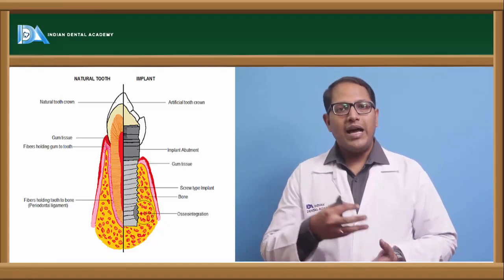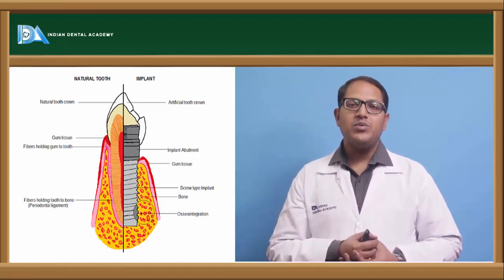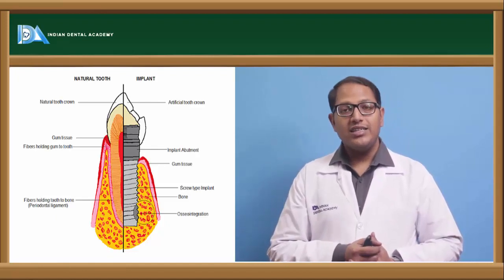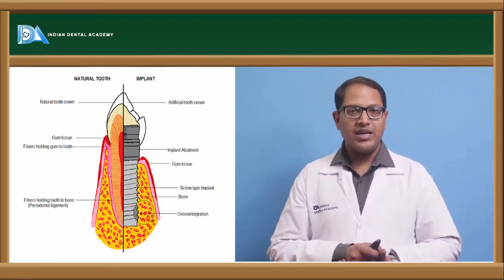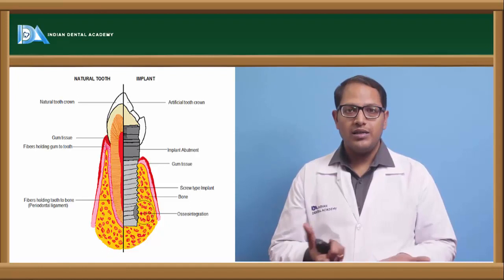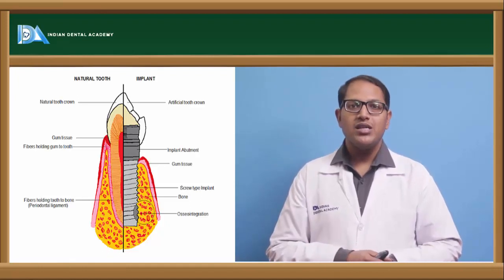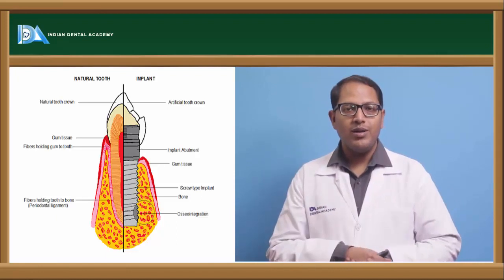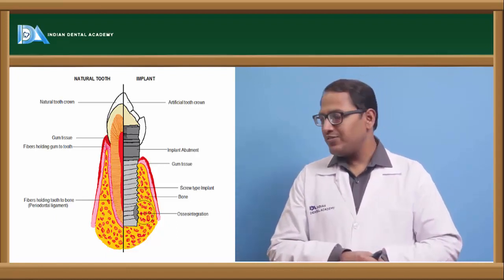Also, the implant's compressibility is very much less than that of a natural tooth. A natural tooth can be compressed to 25 microns, whereas an implant can only be compressed to 0.5 microns. So hence, we cannot even think of connecting a natural tooth to an implant. There are different theories even after that.